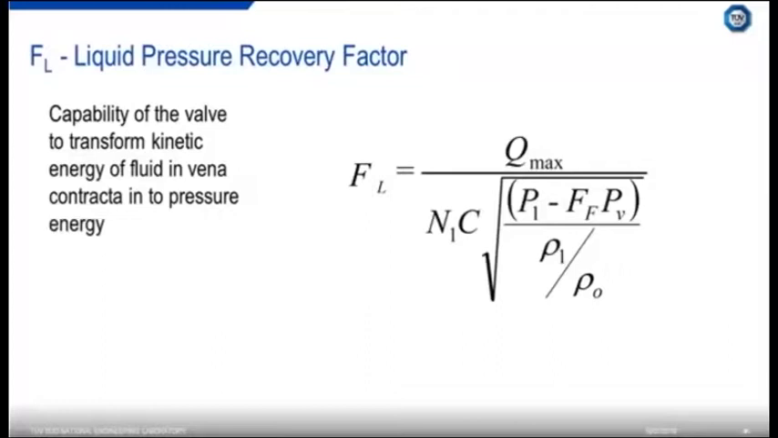So this leads us on to liquid pressure recovery factor. Now this number, again, you'll probably see in valve brochures and literature, and it basically describes how well the valve recovers pressure. Once the pressure drops to its lowest point, how well does the valve actually recover the pressure that was lost? It's calculated using this formula. So some of the terms here, Qmax is your choked flow rate. C is your flow coefficient. N1 is just a unit conversion. This formula is actually taken from the valve test standard, so that's why there's a unit conversion term in here. P1 is your inlet pressure, PV is your vapor pressure. The density ratio is just your specific gravity, and FF is a correction factor.